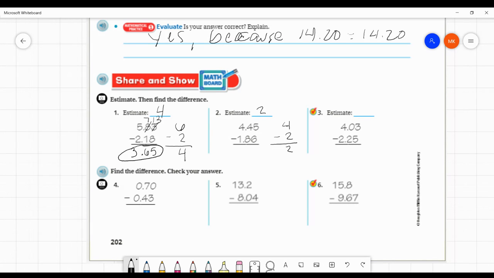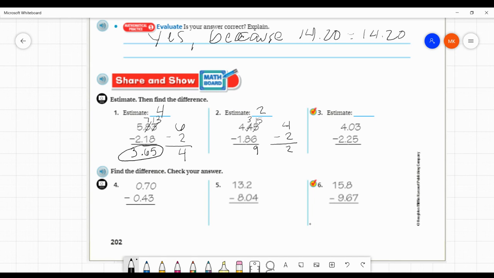5 minus 6. Again, if you only have 5, you can't take away 6, so we'll need to regroup. So our 4 becomes a 3, and that 10 is added to our 5. So 15 minus 6 equals 9.